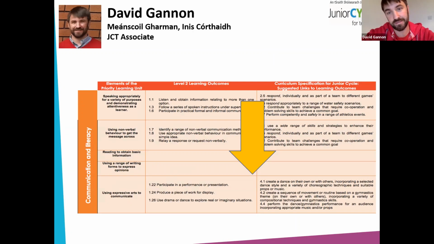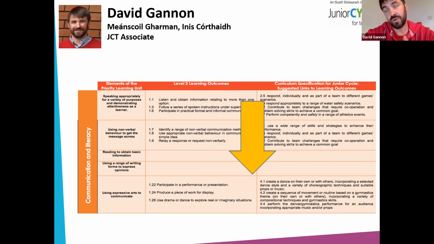And this brings me back to my Special Olympics training and what I've done with Special Olympics. So you will see that people are asked to create a dance and perform a dance in the PE short course, and then they're asked to use drama, or to use a piece of work for display, or participate in a performance or celebration.